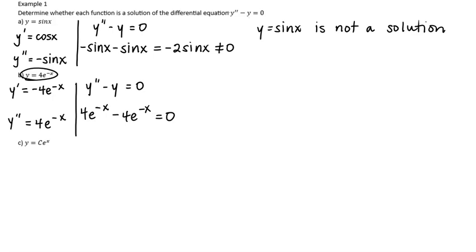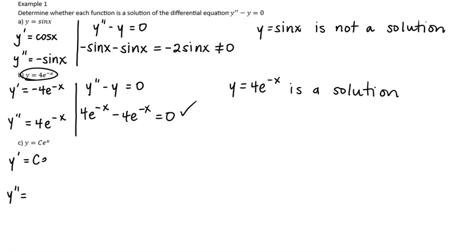Finally, let's check our last function, y equals ce to the x. We're going to start and take the first derivative and the second derivative. In this function, c just represents a constant. So I'm just going to use the constant multiple rule and the rule that the derivative of e to the x is e to the x to find that both y prime and y double prime are ce to the x.